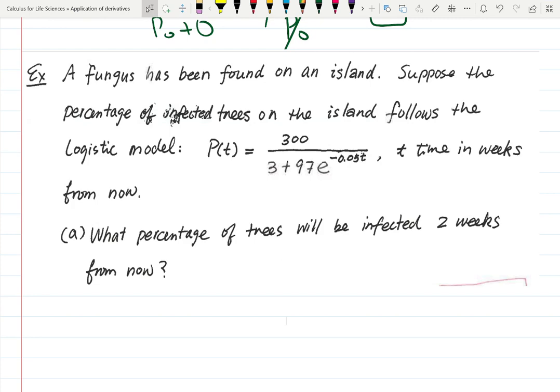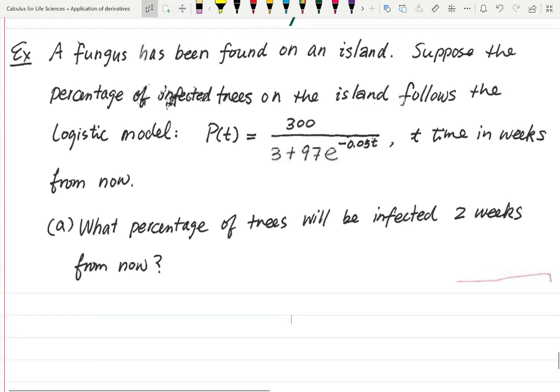A fungus was found on the island. Suppose the percentage of infected trees on the island follows this logistic model. Fungus cannot have infinite growth. There's a limited number of trees to infect. T is measured in weeks. That means someone will keep checking every week and measuring how the fungus is spreading. What percentage of trees will be infected 2 weeks from now? And there will be more questions.